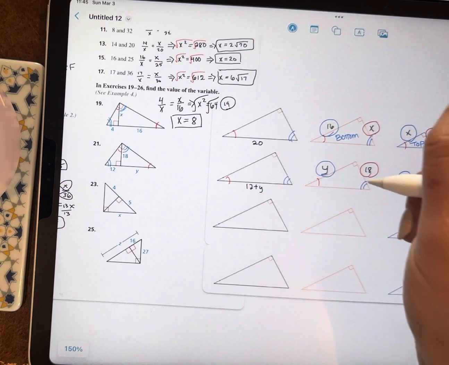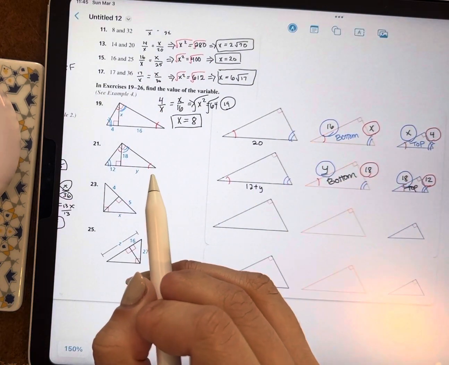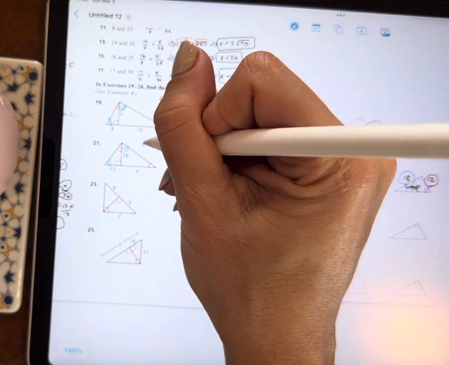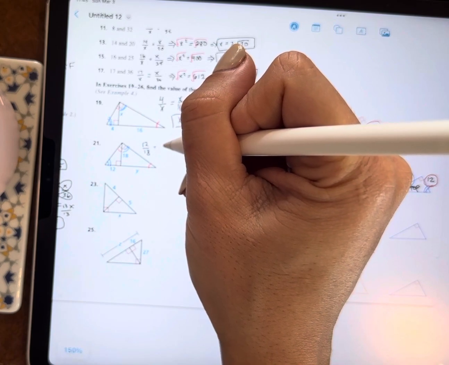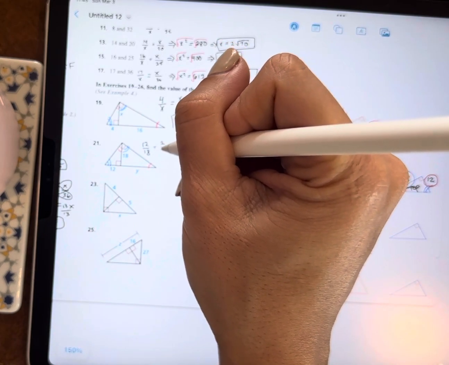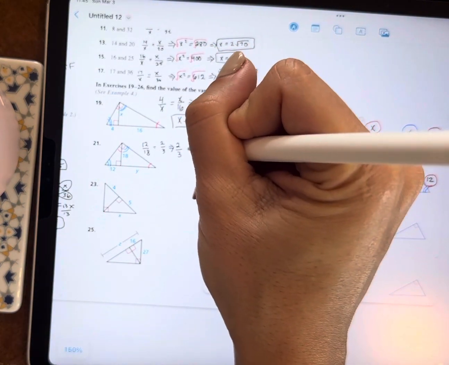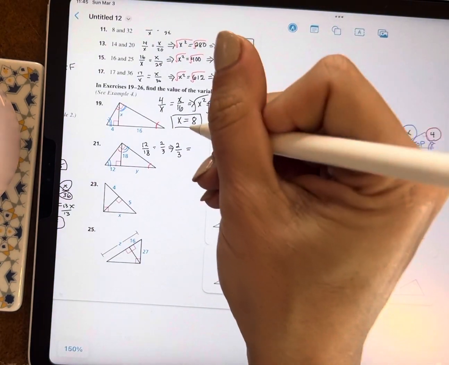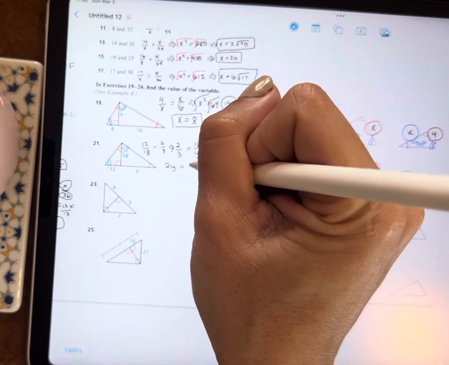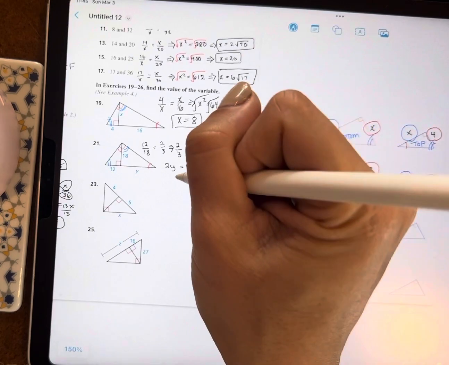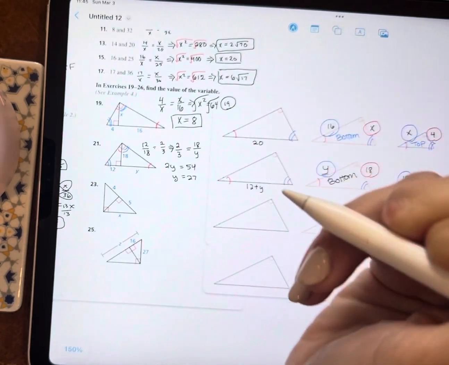I'm going to choose a triangle to be on top the whole time and one to be on the bottom the whole time. So here I can go 12 over 18, which I like to reduce. So that is going to be divisible by 6 on top and bottom, 2 over 3. So I'm going to take 2 over 3 is equal to 18 over y. Cross multiply, 2y equals 54, which makes y equal to 27.